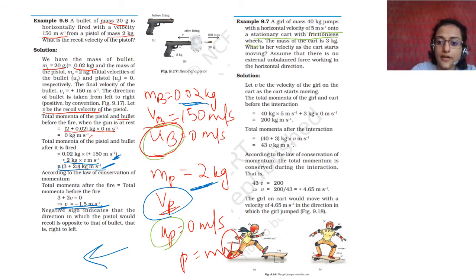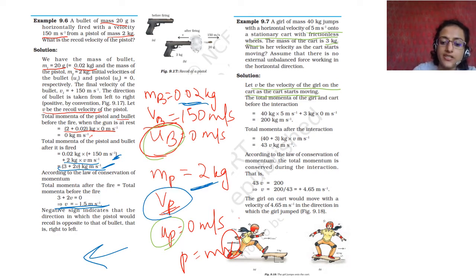The mass of the cart is 3 kg. What is the velocity as the cart starts to move? Assume that there is no external unbalanced force working in the direction. Let v be the velocity of the girl on the cart as the cart starts moving. Now what have you been given? You have been given the initial velocities.